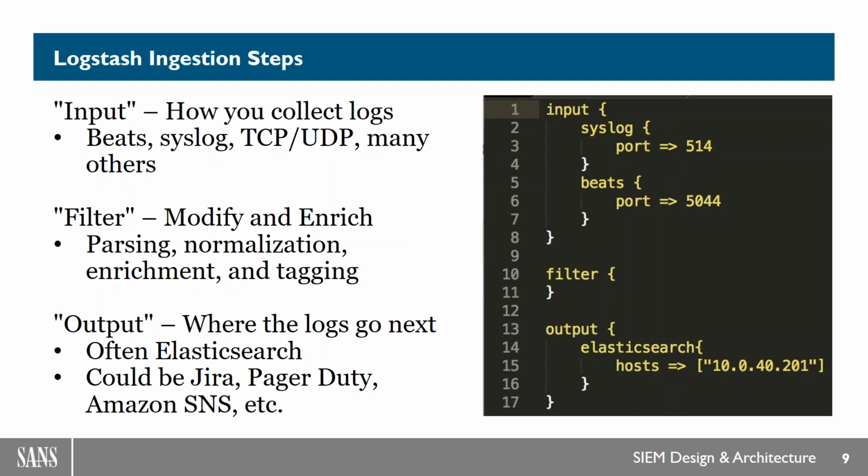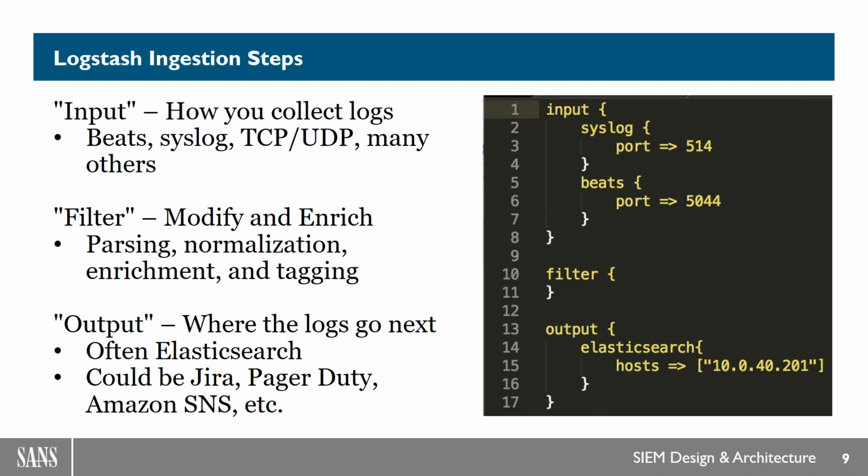So what do these stages look like in the actual setup? Here is a very, very basic Logstash configuration file on the right here. The input block, which you see on the top there, is how you collect logs. In this particular scenario, we've got 2 inputs defined. We've got one for syslog, and we're listing that it's going to be coming in syslog format on port 514, as you would expect. And then we also have the beats input defined with port 5044.